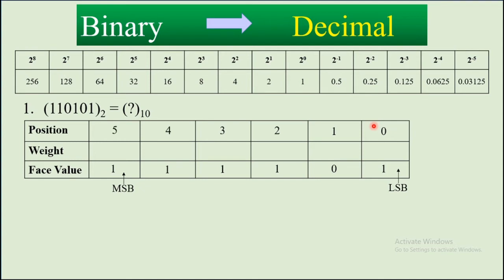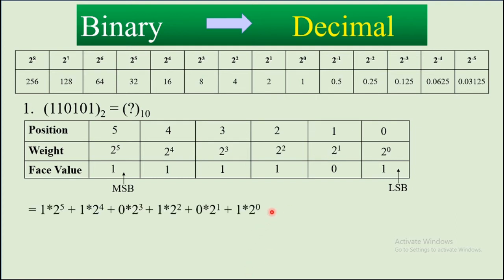Now write down the weight. Since this is a binary number, the base is 2. So weight is 2 raised to position, that is 2 raised to 0, 2 raised to 1 and so on. Now once this table is prepared, what we need to do is multiply face value with its weight, then add the next face value into weight. Like that we have to carry out this procedure for each and every bit.